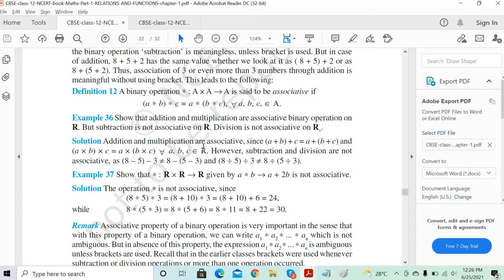This I can do. Now do example 36 and explain me your understanding. Sure, example number 36. Fine.